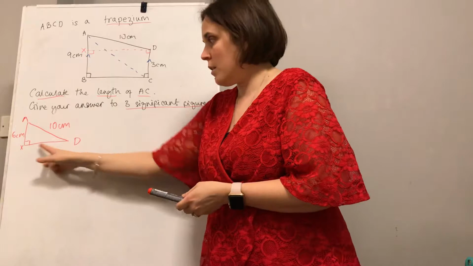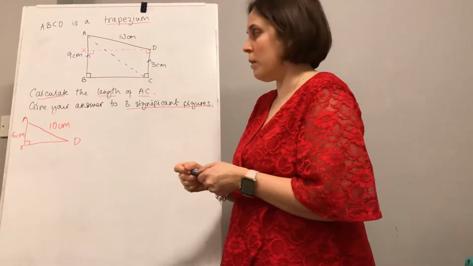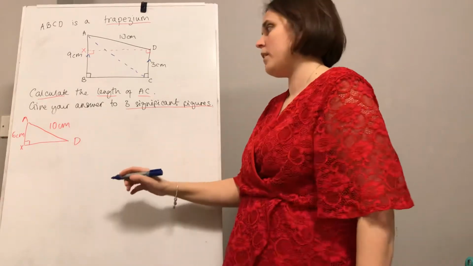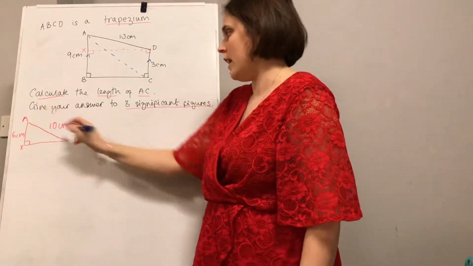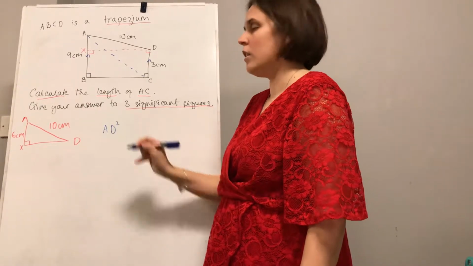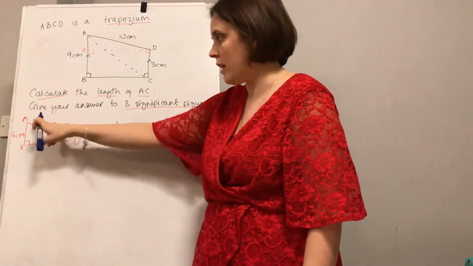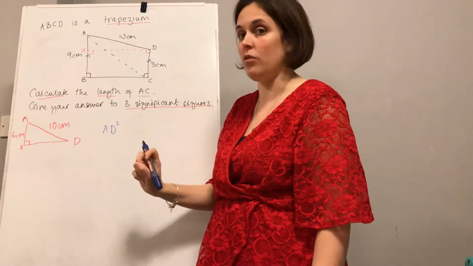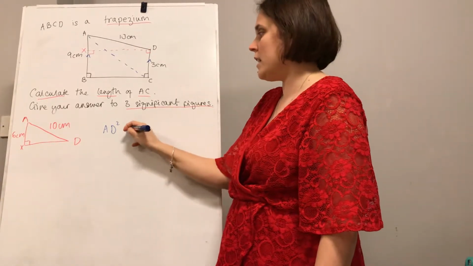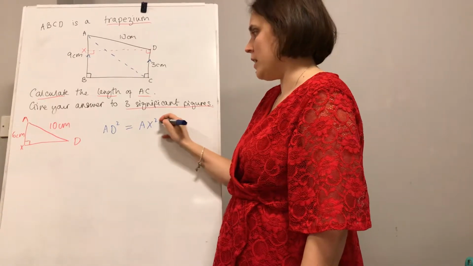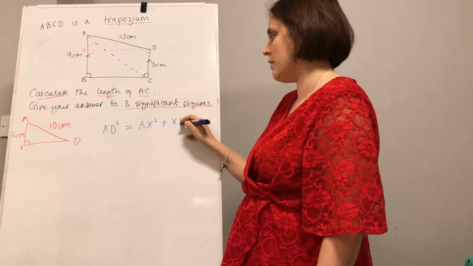So now we have this, and we can find XD using Pythagoras' theorem. Now, if we work through Pythagoras' theorem, it states that the hypotenuse, which in this case is AD, the hypotenuse squared, and we can note that by the fact that it's the longest side, and you can always identify it because it's opposite the right angle. So AD squared is equal to AX squared plus XD squared.